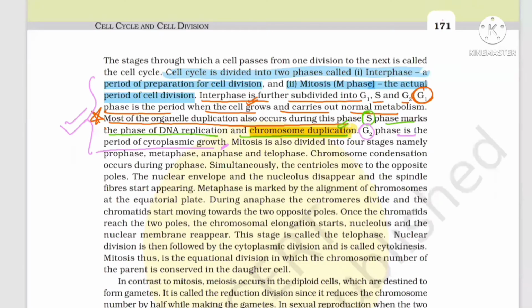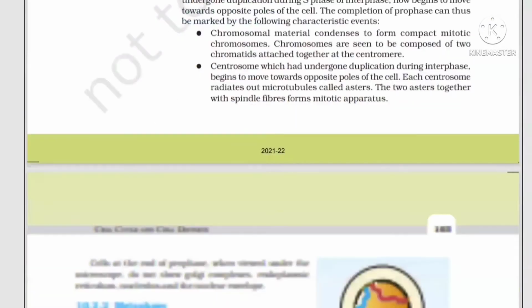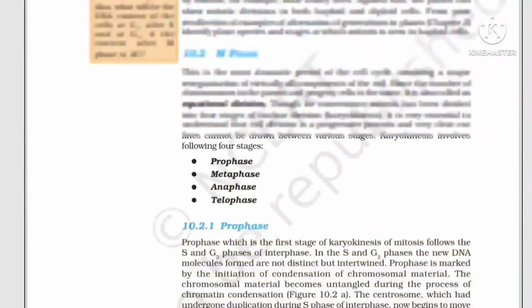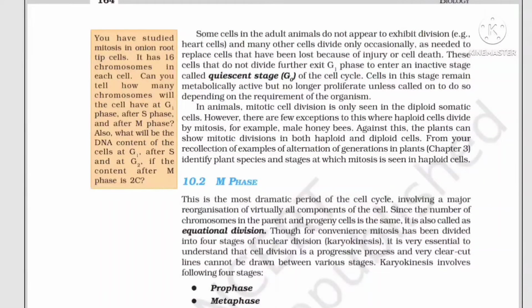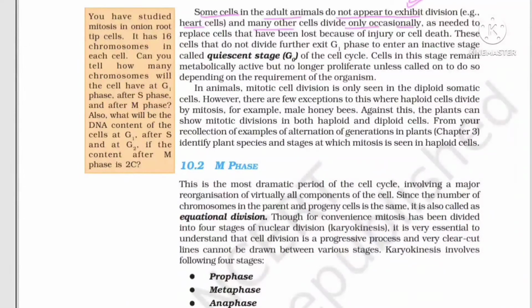See beta, NCERT. Some cells in the adult animal do not appear to exhibit division. They are not dividing. Heart cells and many other cells divide only occasionally when it is required, just to replace the lost part. These cells do not divide further, they exit G1. It means after telophase and cytokinesis, they will enter into G1, but from G1 to S, they will not move.